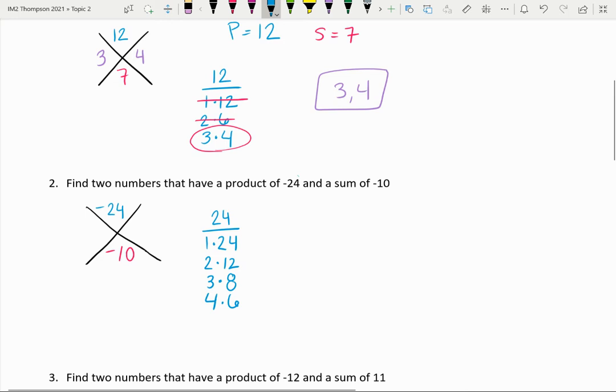24 divided by 3. 24 divided by 4. Yes. 24 divided by 5. It doesn't go in evenly, so I can't write that one down. If you need to use a calculator, this is a great place to do it.